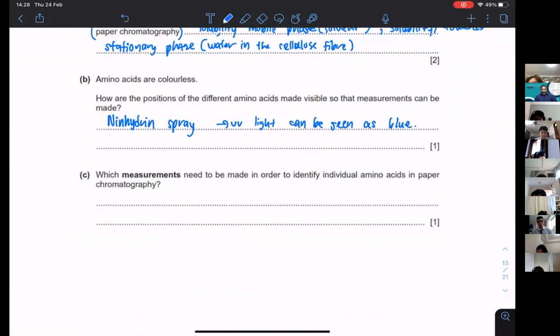Which measurements need to be made in order to identify an individual amino acid in paper chromatography? Then you have to use the Rf value and compare with the database. If you want to mention more about the Rf value, how to calculate it, and you have time, please go ahead. The Rf value is good enough already, and you compare with the database.